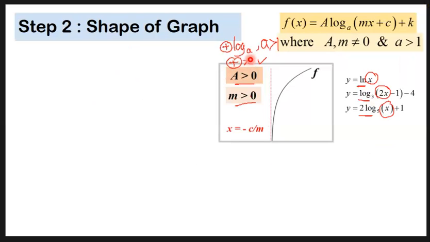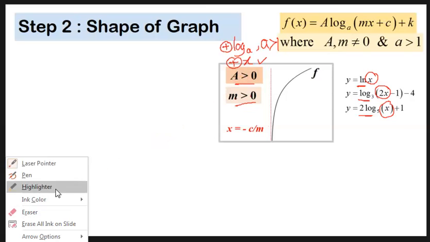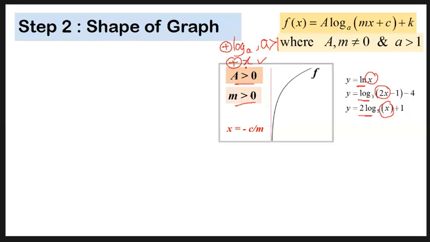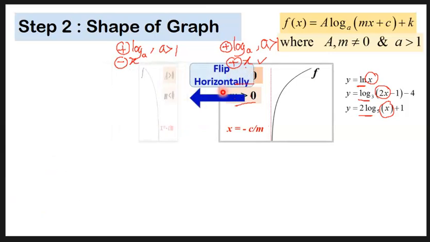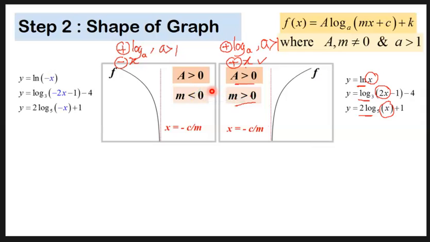Next, what if I have the case where, from log and x, one of them happens to change to negative. For example, let's say I change the x to a negative coefficient, but I maintain the log as positive, for the case a greater than 1. What will happen to the shape of the graph? Let's see. The shape of the graph will just be flipped horizontally. By the time you change the sign on the x, it will flip horizontally.